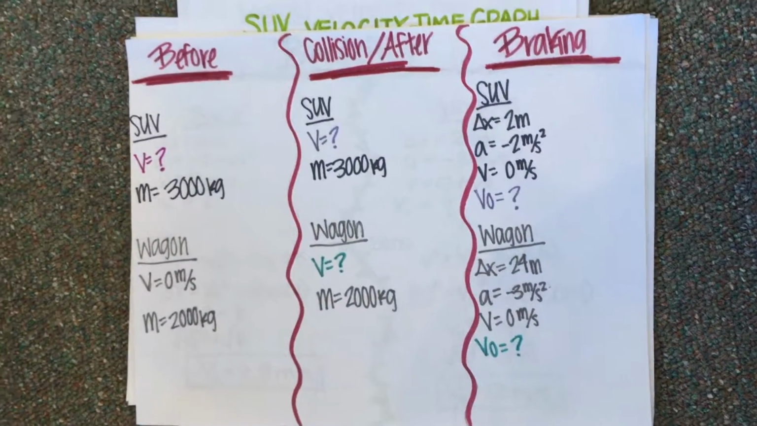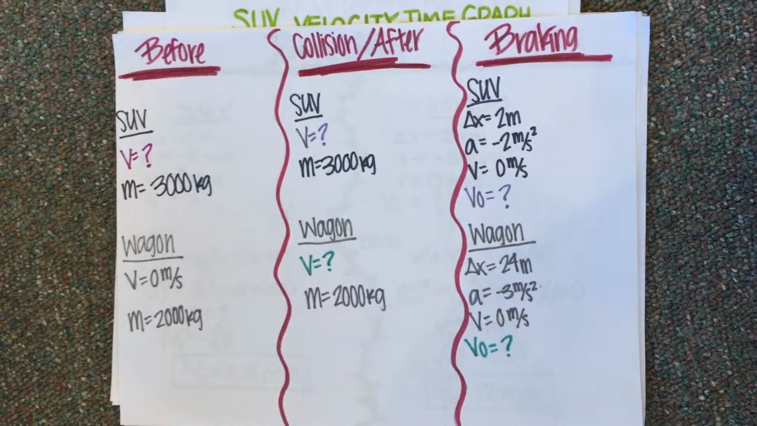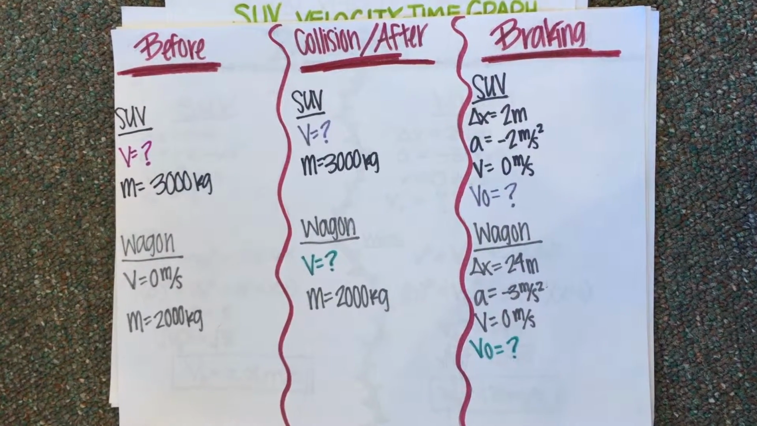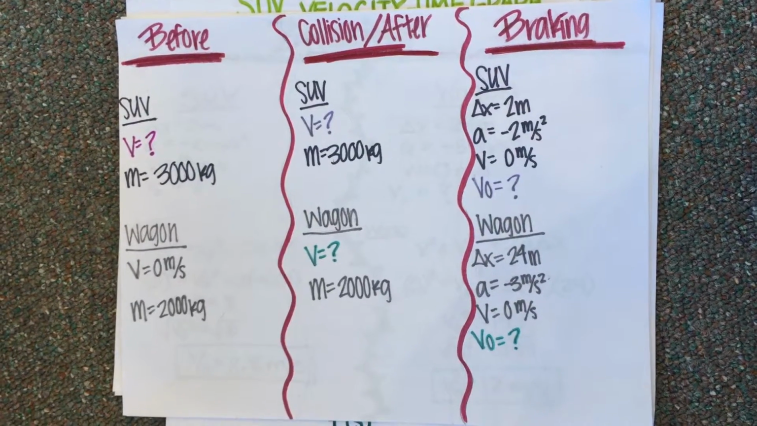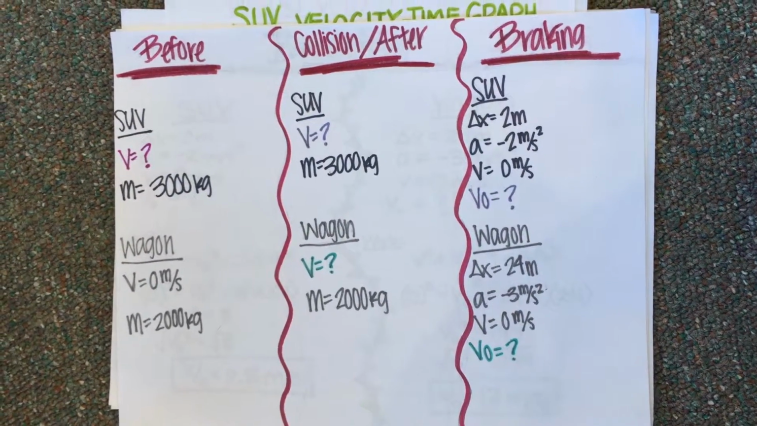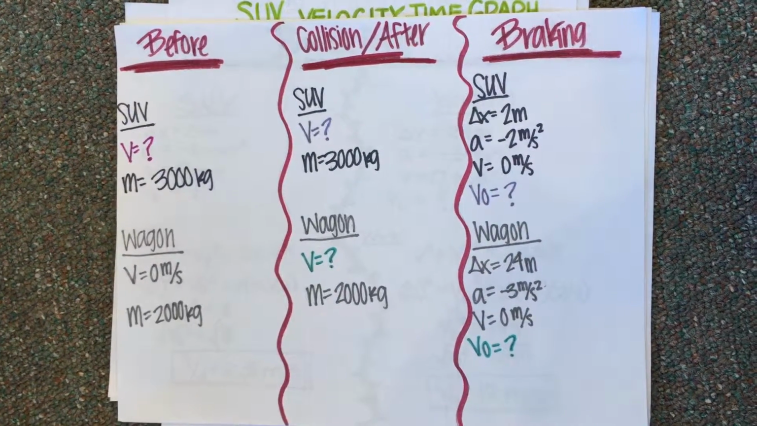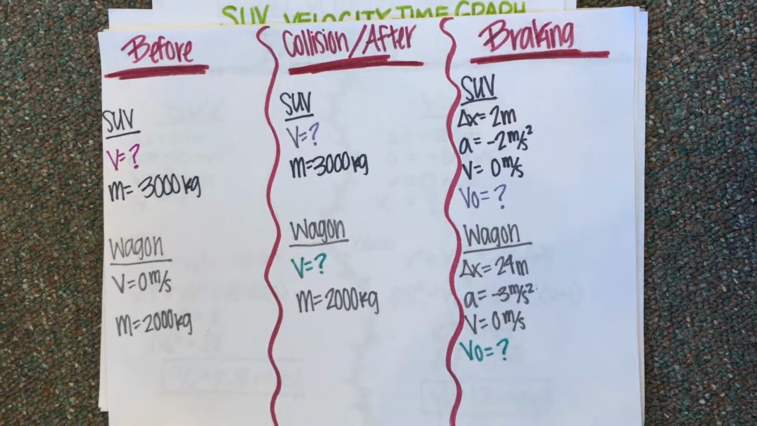We took the information that was given and split it up into 3 sections: before the collision, during and after the collision, and the braking point. For the SUV, the given information is written in black, and for the wagon, it is written in gray. What needs to be found is written in color. The initial velocities in the braking section are the same as the final velocities during the collision.